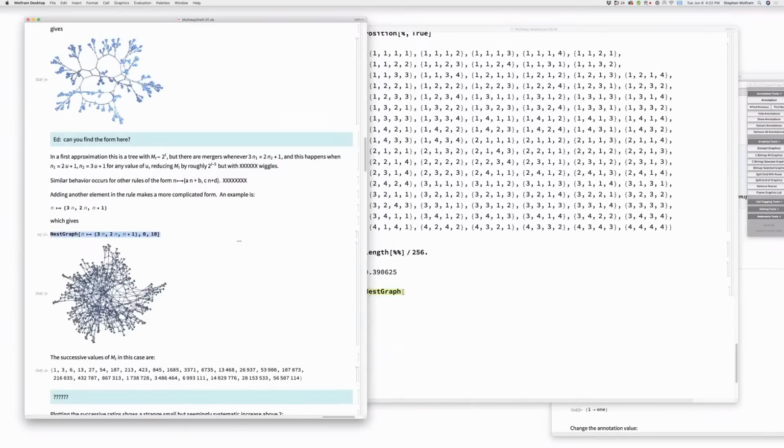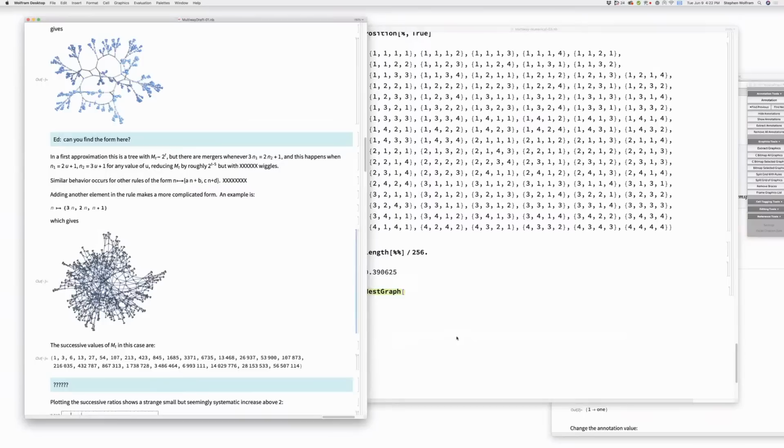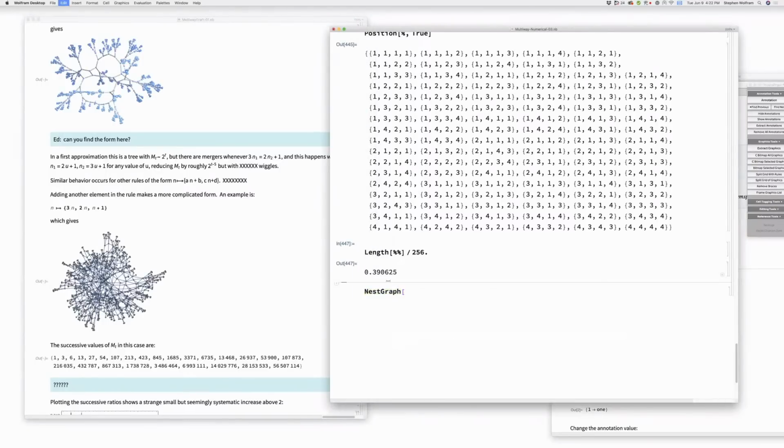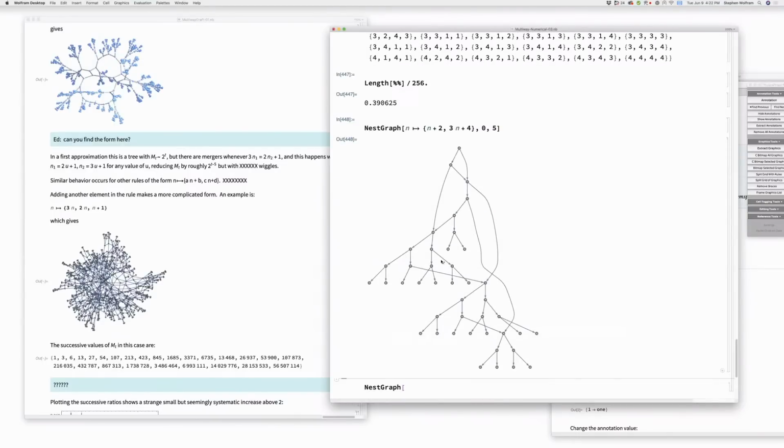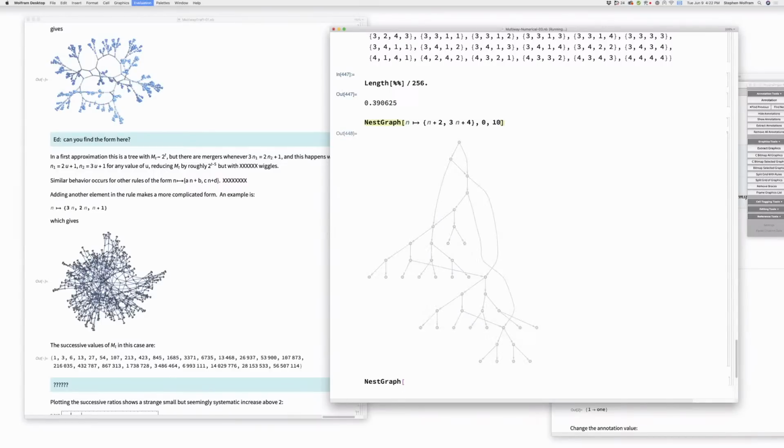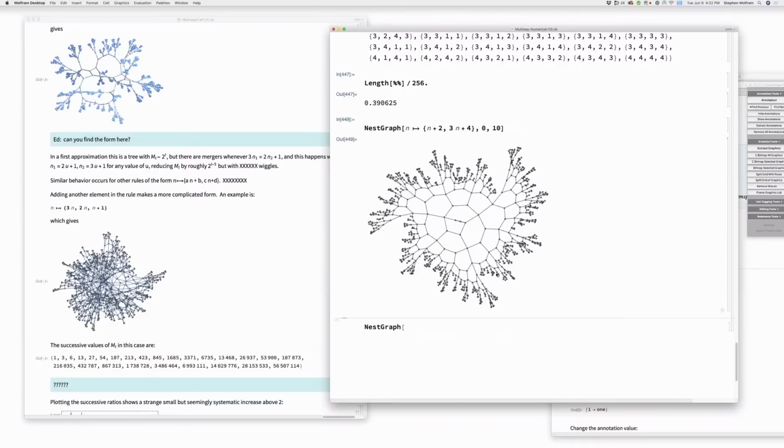Okay, very trivially. So this is saying nest graph of 1, 2, 3, 4. So that is 1, A, 2, 3, 4. So the claim is this is causal invariant. Oh my gosh, it is just crazy how complicated these things get so quickly. Oh, that looks just like the Fibonacci one.